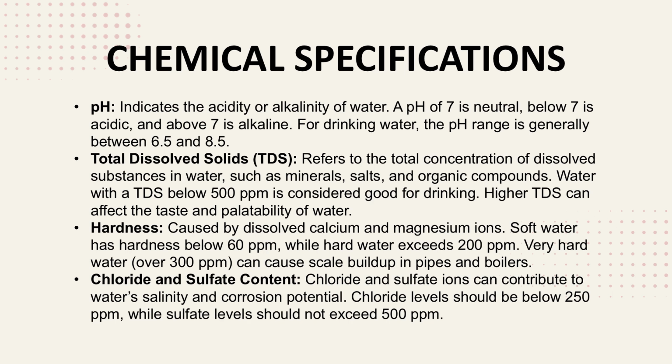Hardness is caused by dissolved calcium and magnesium ions, and can lead to scaling in pipes or appliances if too high. Water with hardness exceeding 200 ppm is considered hard. Chloride and sulfate content should be monitored to prevent corrosion. Chloride levels should remain below 250 ppm, while sulfate should not exceed 500 ppm.